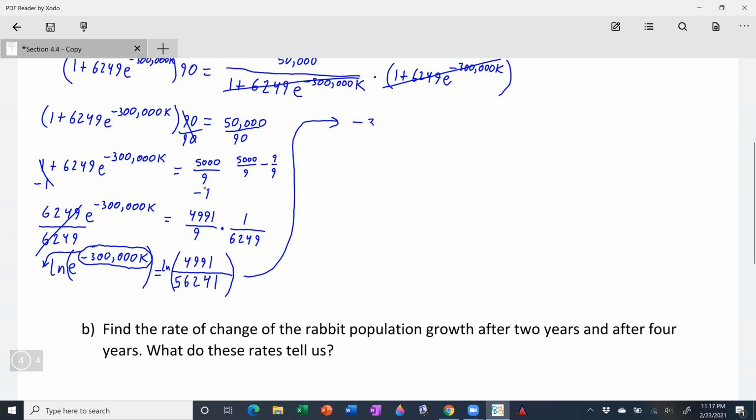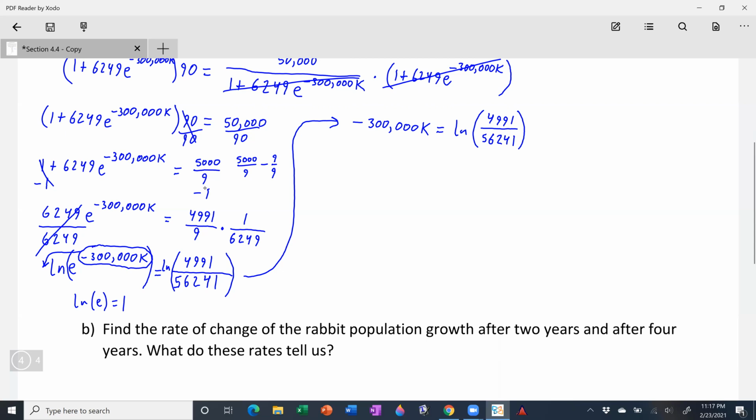Okay, so then we have negative 300,000 k equals, and then we've got the natural log of this thing, the 4,991 over 56241. Okay, and so the ln of e, remember the ln of e is just 1. I just wanted to clarify why we're using natural log, and then that power rule, everything works out really nicely when we take the natural log of both sides.